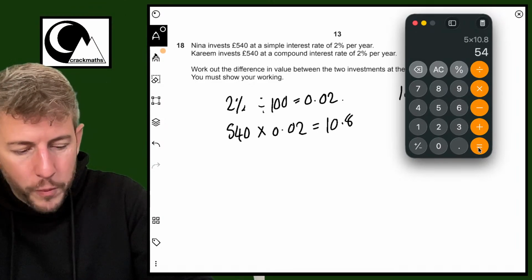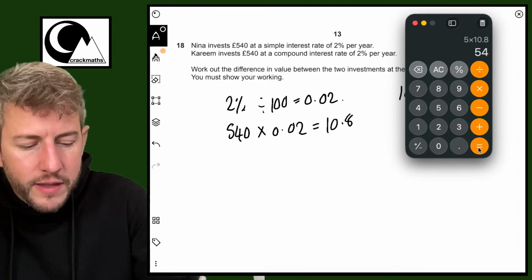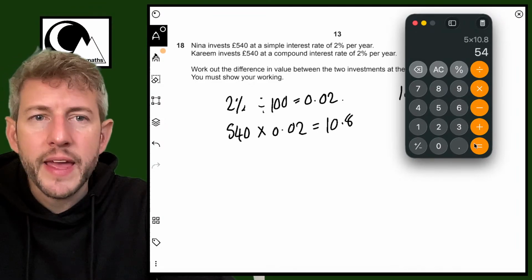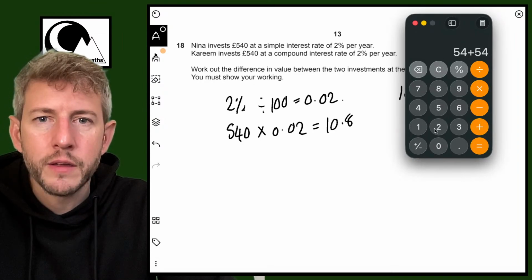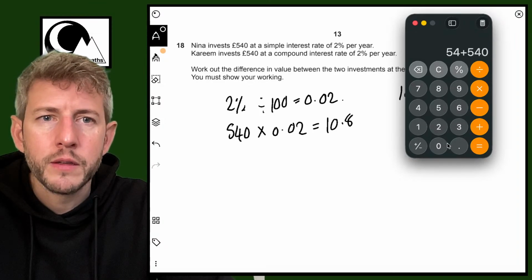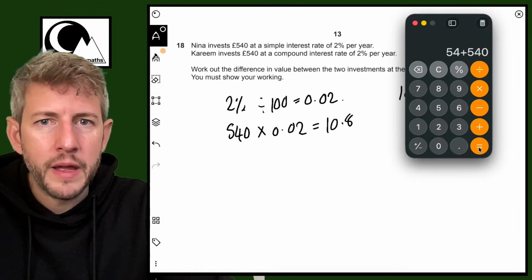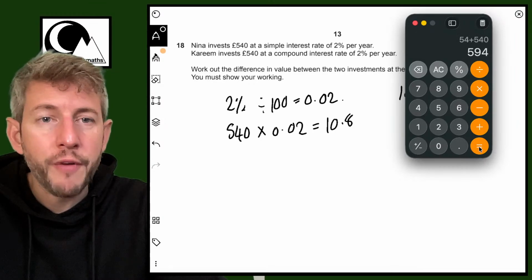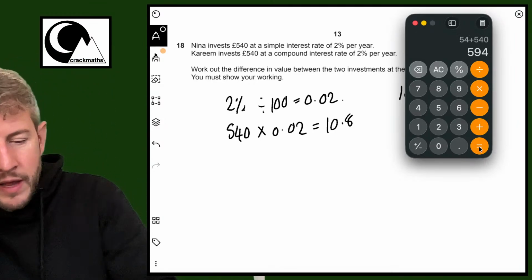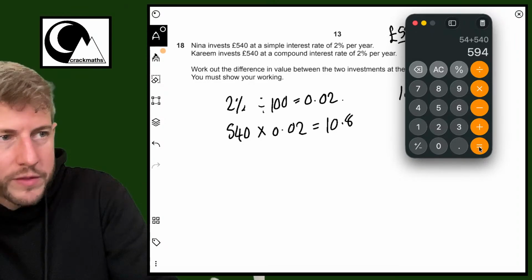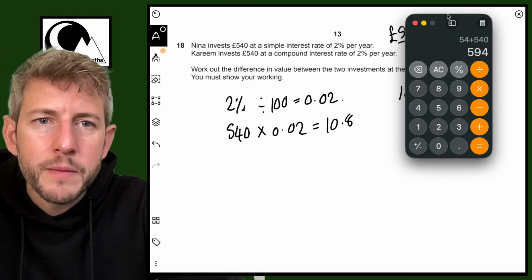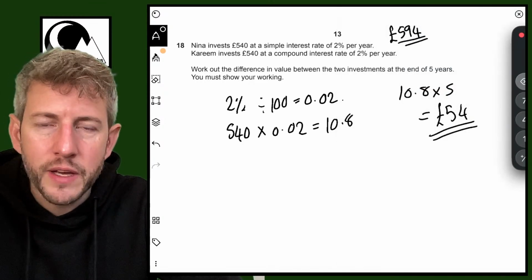So that's £54. Okay, so at the end of the 5 years, he will have made an extra £54. So we can add that to the 540. Here we go. And that'll be 594. So at the end of it all, Nina has £594. Okay, right. So let me move the calculator away because that's that bit done.